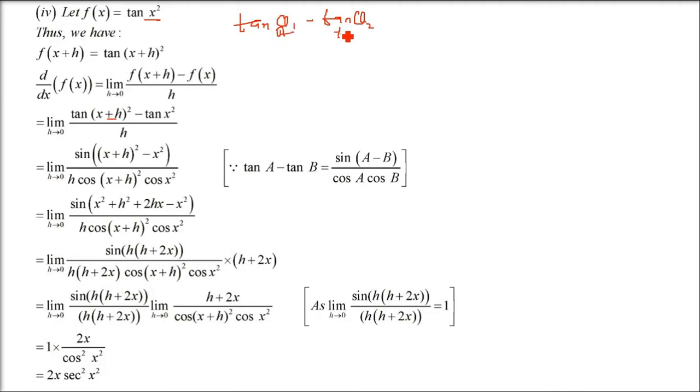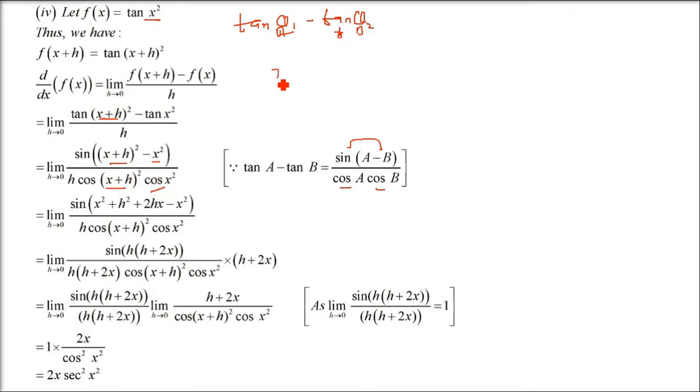So tan A minus tan B is sin(A minus B) by cos A cos B. So just use this formula, because we have just seen how this formula has come. So sin(A minus B), where A is (x plus h) whole square and B is x square, and here cos A cos B, that is cos (x plus h) whole square and cos x square.